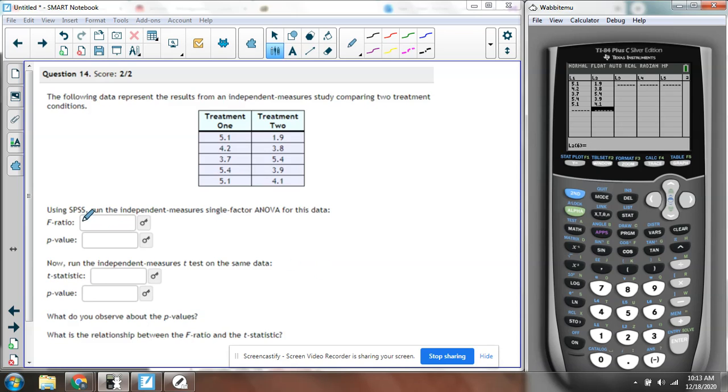So now it says using SPSS, not sure what that is, but we're just going to use our TI-84. Run the independent measures single factor ANOVA for this data. So to do that, I'm going to go to my stat menu, over to test. It's the very bottom option, so I'm just going to scroll up.